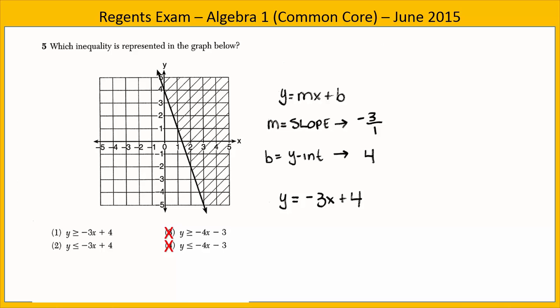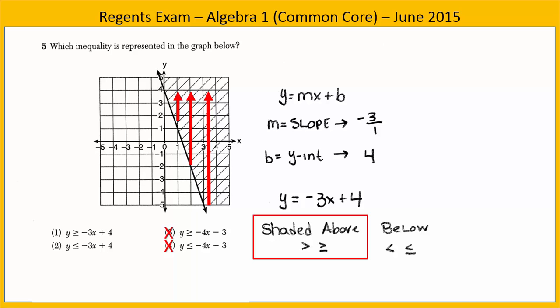What about choices 1 or 2? How can we determine between them? Remember, if we're shading above the line, it's greater than or greater than and equal to. If we shade below the line, it's less than or equal to. Take a look at our graph. We've shaded above the line, which means we're in the greater than or equal to.